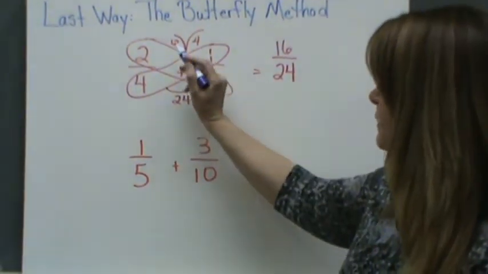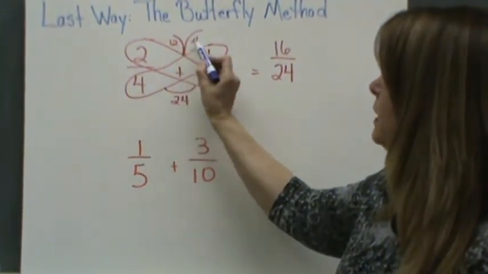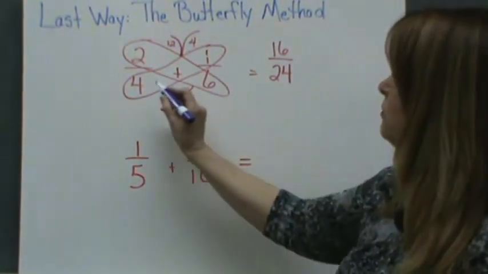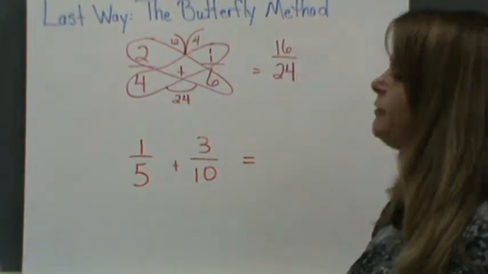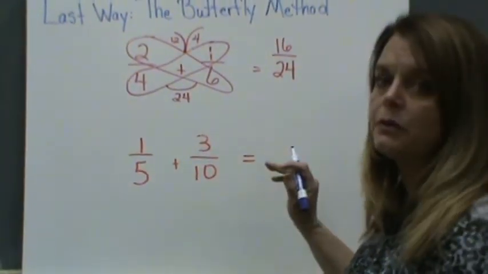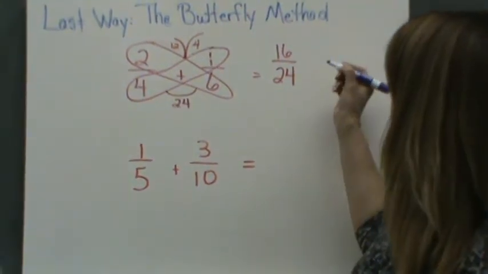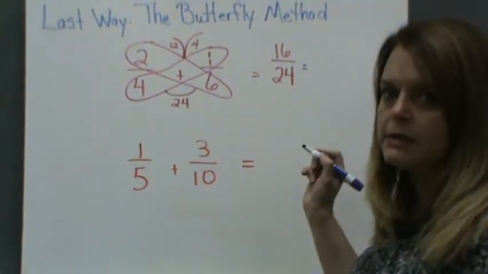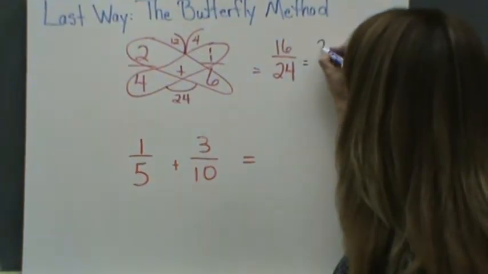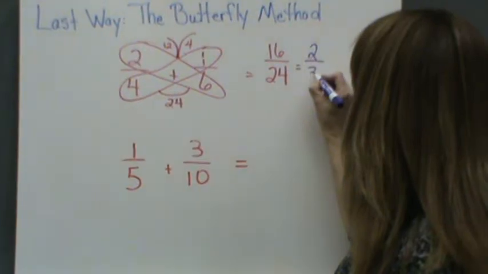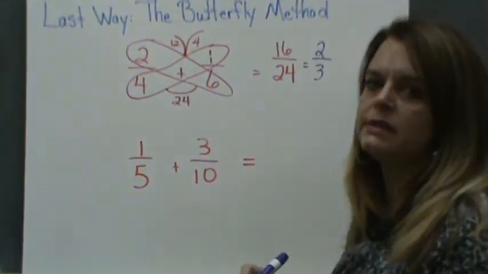So then I just add what I get up here. 12 plus 4 is 16. 4 times 6 is 24. Well, I can look at that and I can tell right away that that is not in lowest terms. So I would have to go in and reduce. They get 8. 8 will go into 16 2 times. 8 will go into 24 3 times. 2/3 is in lowest terms.